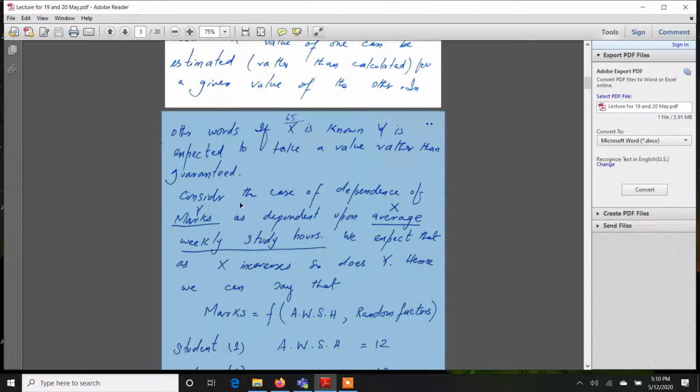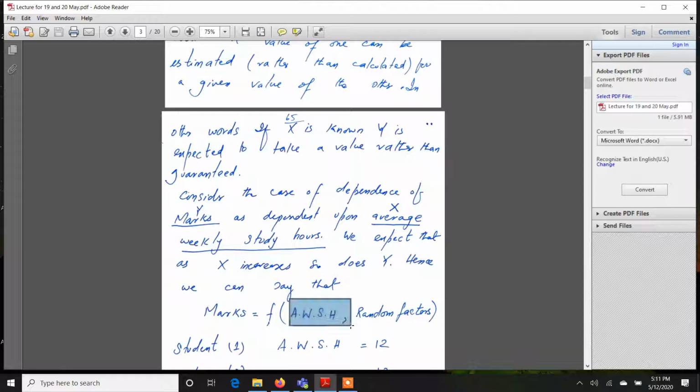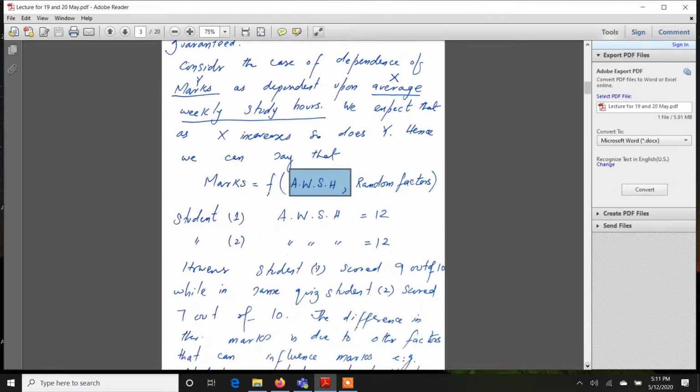Right? For example, consider the case of dependence of marks on average weekly study hours. If you are studying, for example, 3 hours, what will be your marks? We have abbreviated it as AWSH. So if student 1 studies on average, let's say, 12 hours per day, I know that's quite seemingly insane, but I assume that it's peak exam season. So both student 1 and 2 are studying 12 hours daily on average.